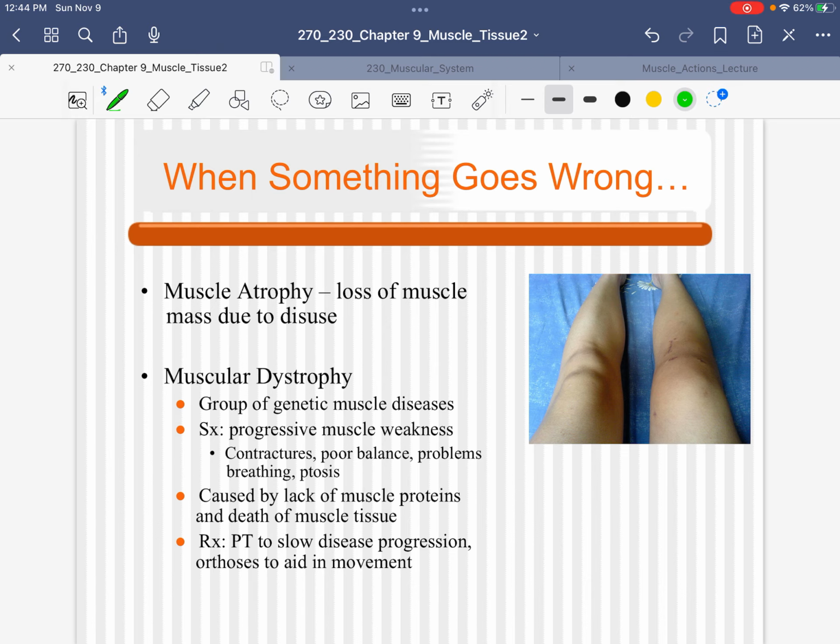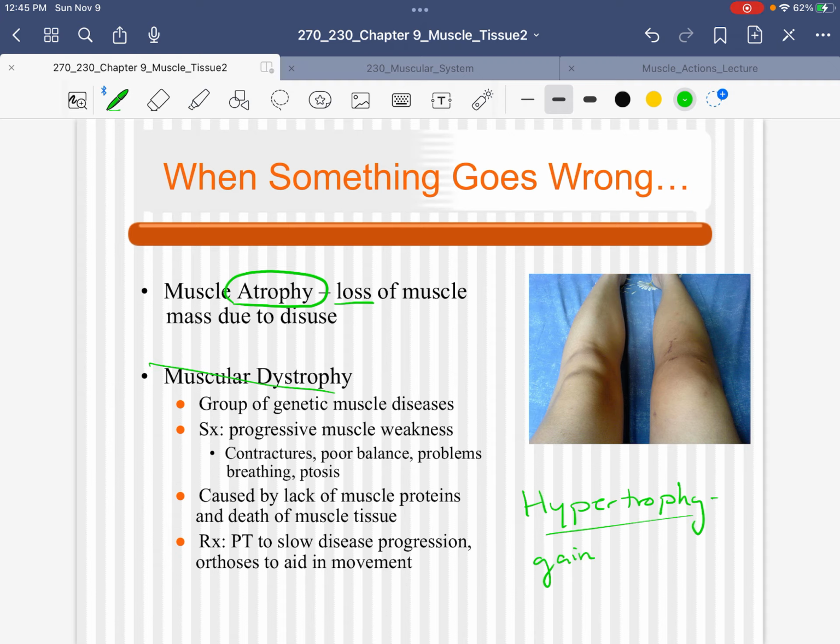This is all, actually, this is not extra. I said that and then I caught myself. I would like you to be able to define atrophy and hypertrophy. Don't worry about dystrophy. That is when there's some sort of abnormality. Atrophy means loss of muscle. Hypertrophy is gain of muscle mass.